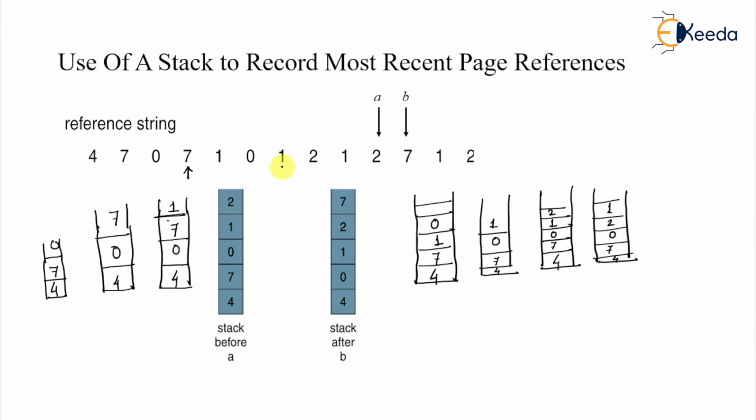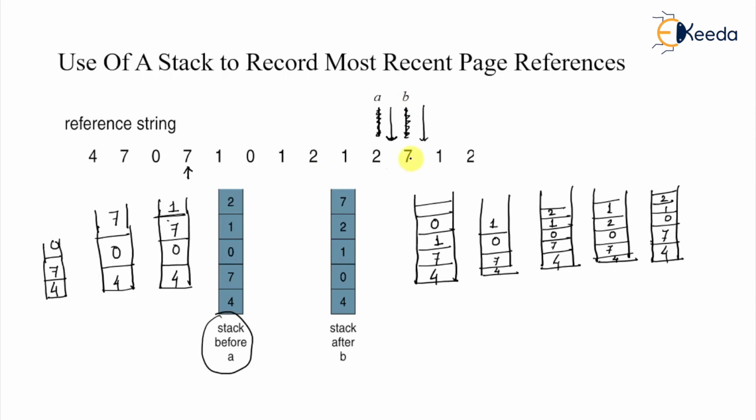So 0, 1, then we got 2, then again 1, and then again 2. This 2 gives the answer: it becomes 2, 1, 0, 7, 4, the stack before A. A slight mistake in the arrow: A is not here, A is here, and B will be here. Before this instance, the stack is this; it is not pointing to this.